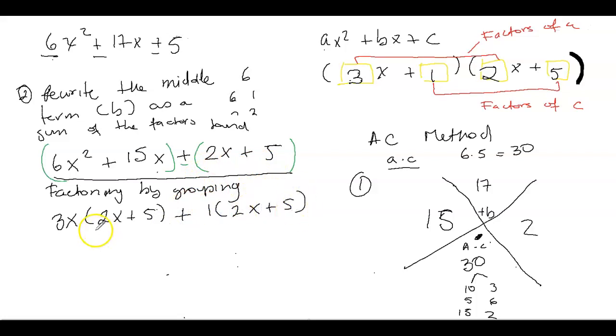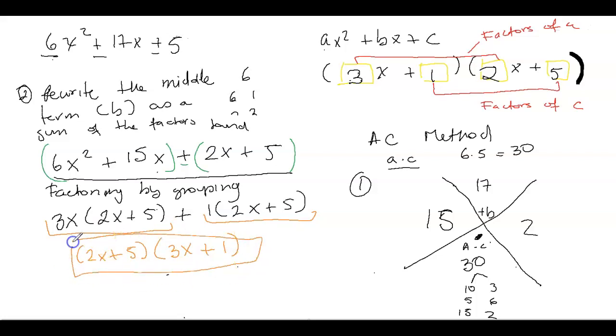So now if you see this as one term and this as another term, each term has 2x plus 5 as a common factor. So I'm going to take that out, 2x plus 5. If I take the 2x plus 5 out, I'm left with 3x plus 1. So this is what our factors are, and it's the exact same answer that we found before by trial and error.